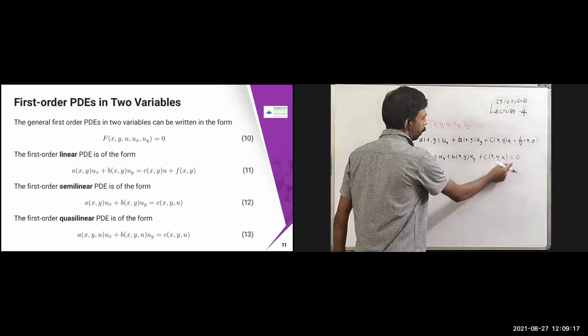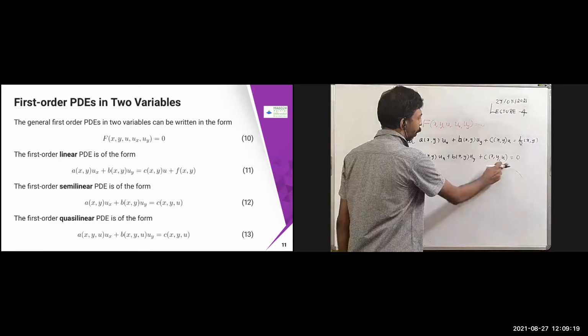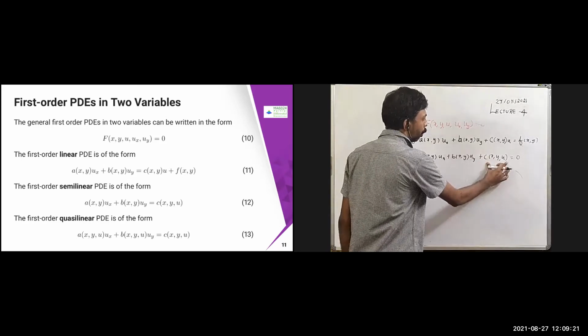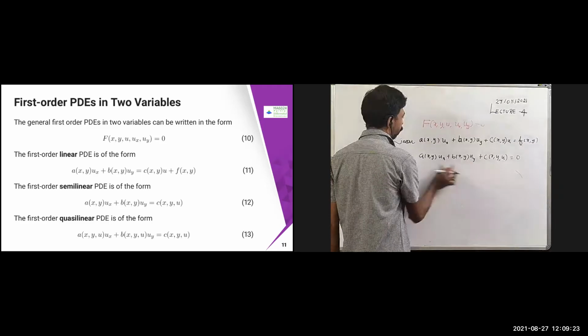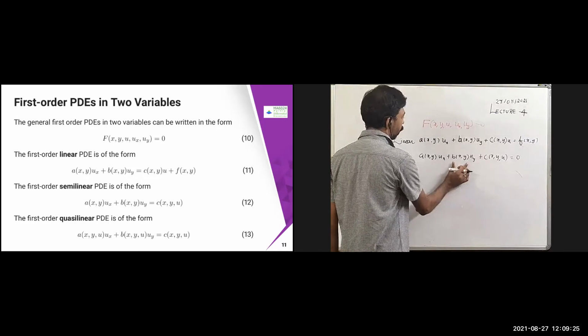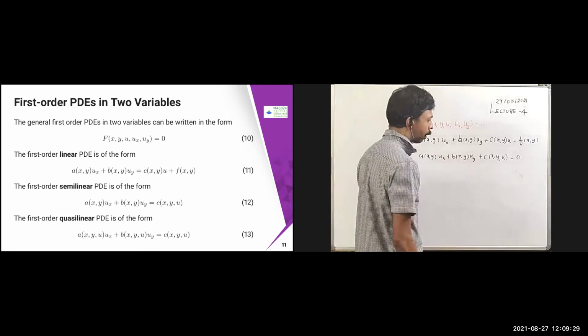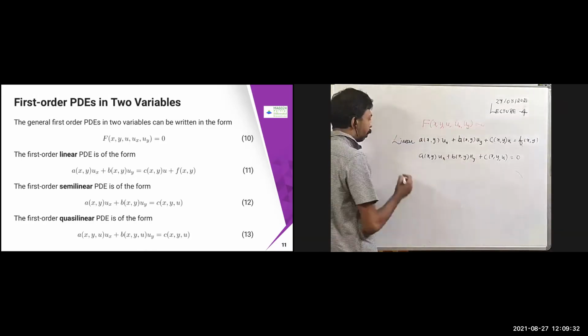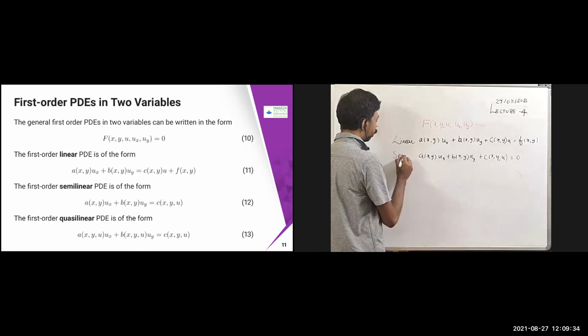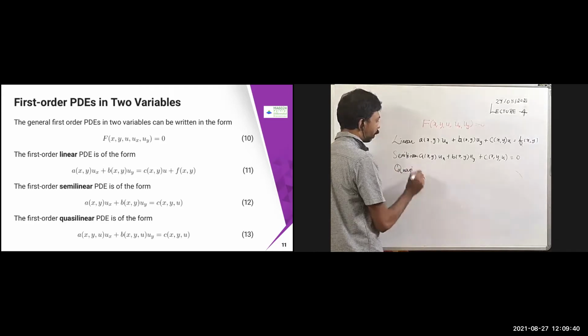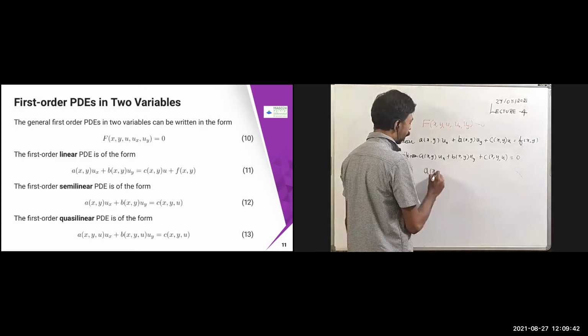That means some non-linear term can also come, because I'm not saying it should be linear or anything. It can be anything. Only these two coefficients I'm checking, whether it is linear or not. So I'm just checking whether it is a function of x and y alone. Okay, so that is called a semi-linear PDE. Now for quasi-linear PDE, this is called semi-linear PDE. Okay, semi-linear.